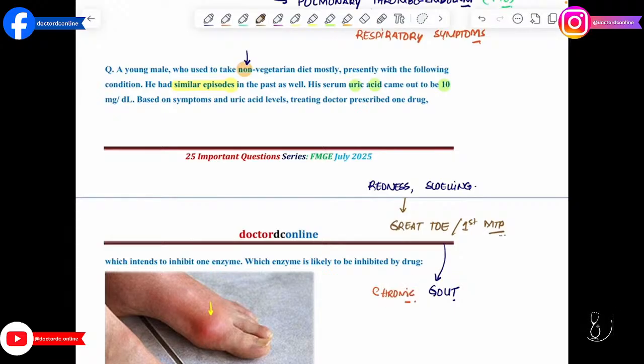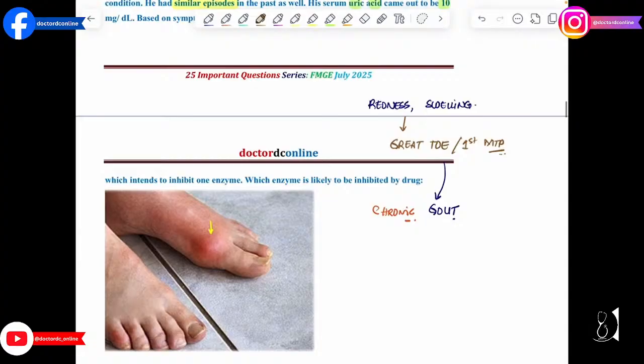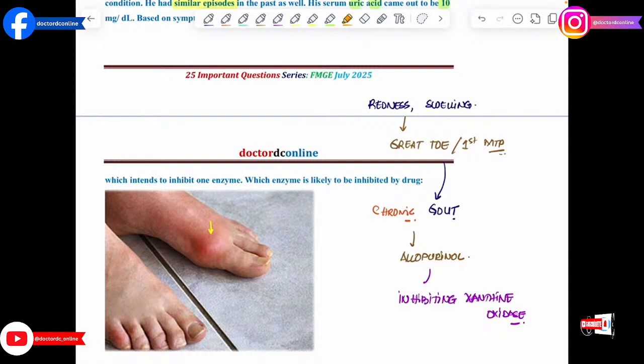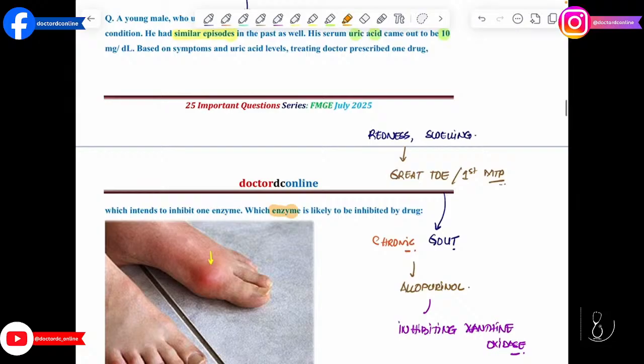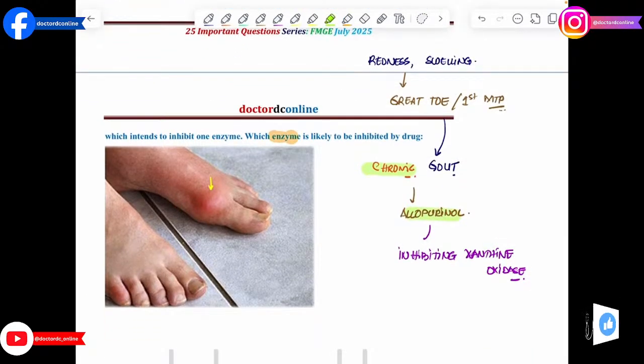And in chronic gout, we give one drug, that is allopurinol, which acts by inhibiting xanthine oxidase, right? So this is the enzyme which might be inhibited by the drug which is given for chronic gout, that is allopurinol. So this is xanthine oxidase.